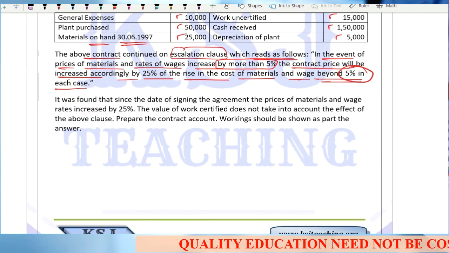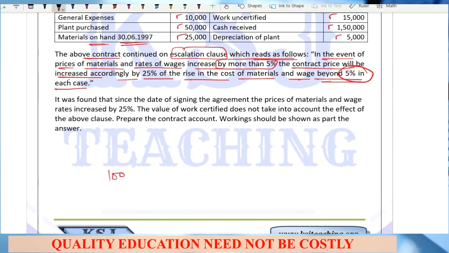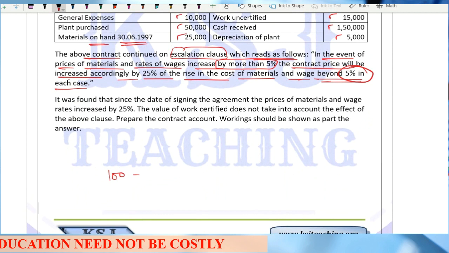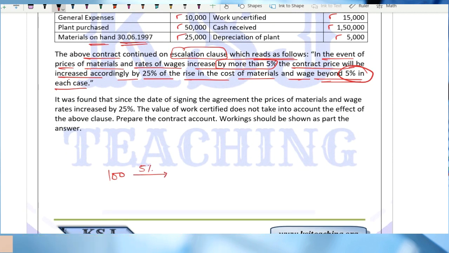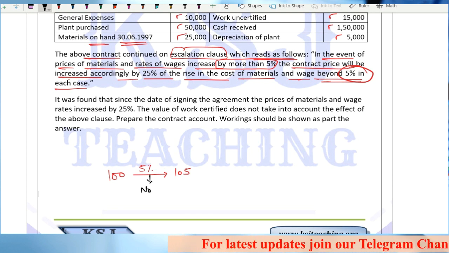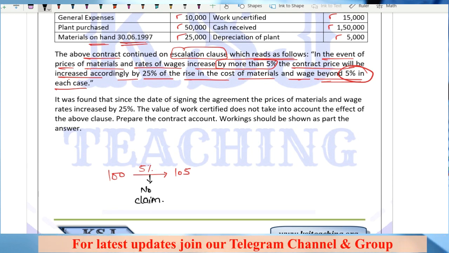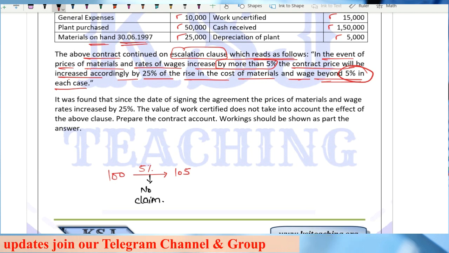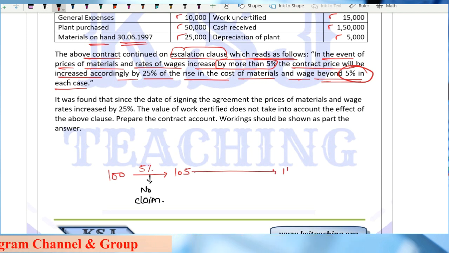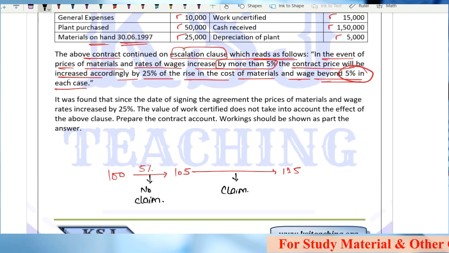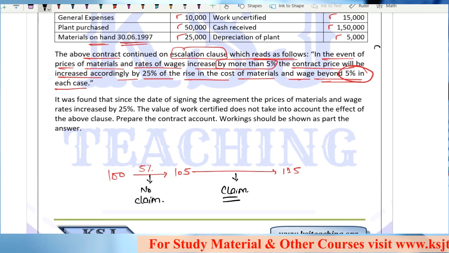He says that, say, if the price of material is 100 rupees, and it increases by 5%, clear? That is 105. He says up till 5%, there will be no escalation claim. Beyond 5%, if there is any increase, say it increases to 125 rupees, for the next part we will give the claim. So this is the meaning of this part.